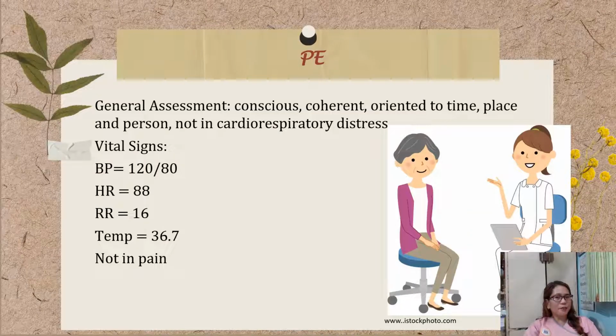So an example of your physical examination data, general assessment: conscious, coherent, oriented to time, place, and person, not in cardiorespiratory distress. So meaning, normal ang ating patient. The vital signs, okay, the BP, 120 over 80 millimeters of mercury. Heart rate, 88 beats per minute. Respiratory rate, 16 breaths per minute. The temperature is 36.7 and no pain or not in pain.